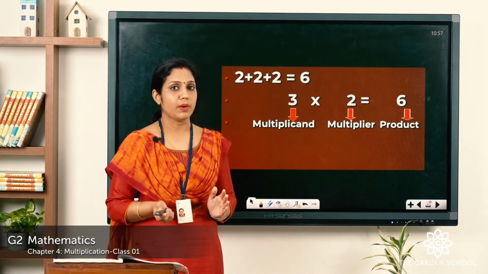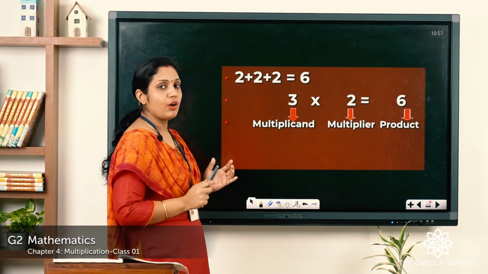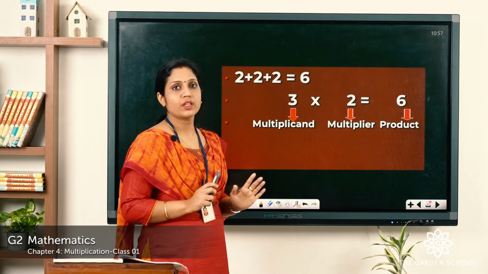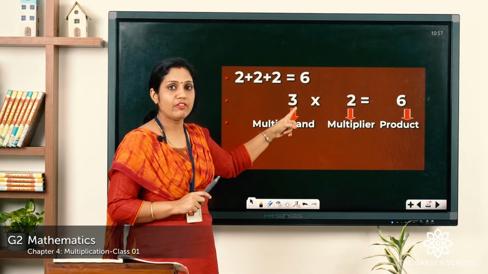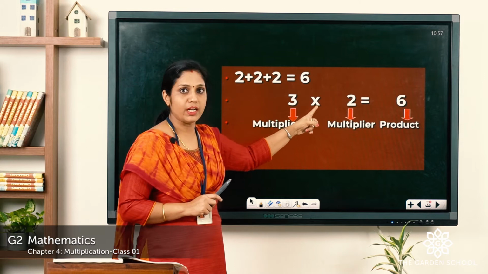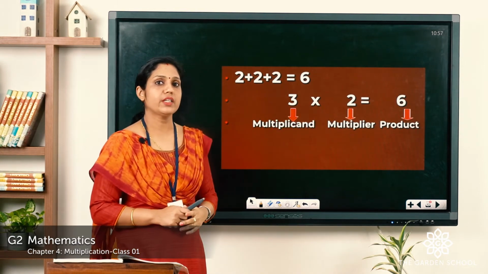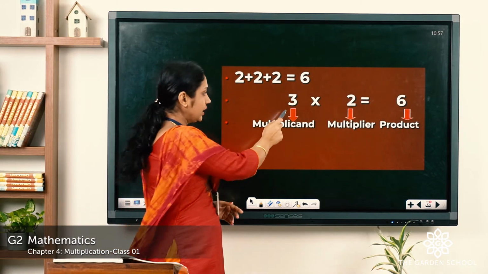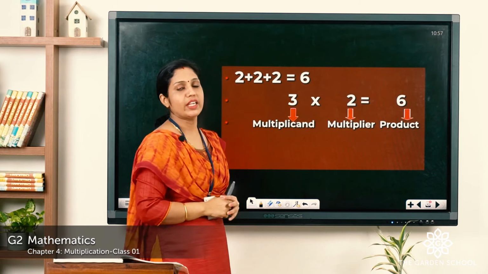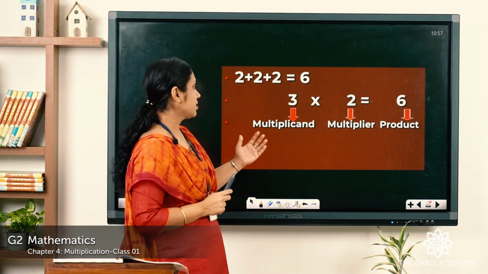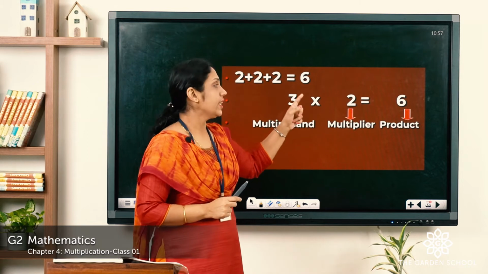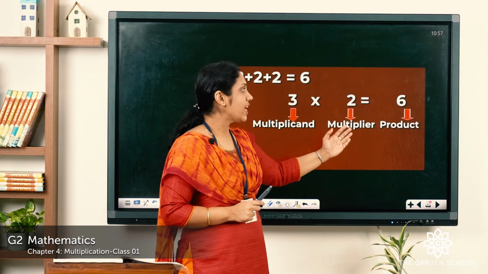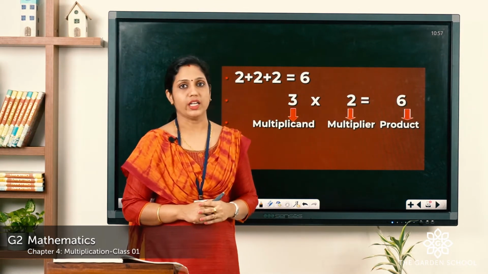So how can we write it in the multiplication form? First see how many 2's are there. There are 3 2's. So 1, 2, 3. So first write the number of 2's. We have 3 2's and then put the symbol into. Which number repeated? The number 2 repeated. So 3 into the number 2, we get the answer 6. And in this, 3 into 2 is equal to 6, the number 3 is the multiplicand, the number 2 is the multiplier, and the answer that we got is called the product.